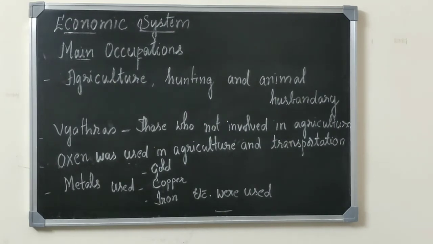Agriculture was the main occupation, then hunting and animal husbandry. Vyataras were those who were not involved in agriculture and business; they were called Vyataras, which meant outsiders. The ox became more important because it was used in agriculture as well as in transportation. They used metals like gold, copper, iron, lead, brass, silver, etc.